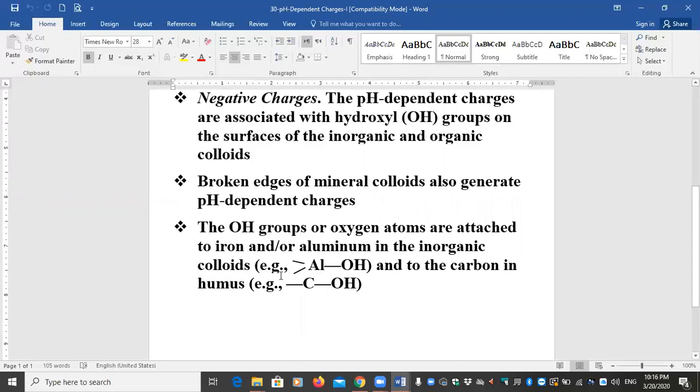And the same thing with humus, the organic, of course, except we talk about carbon, because all organic compounds are built around the carbon atom. So instead of aluminum or silicon or iron, you have carbon connected to an OH group.